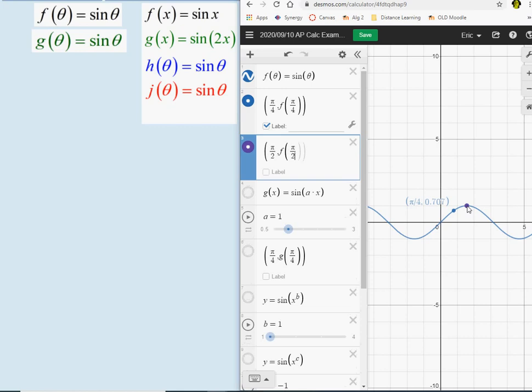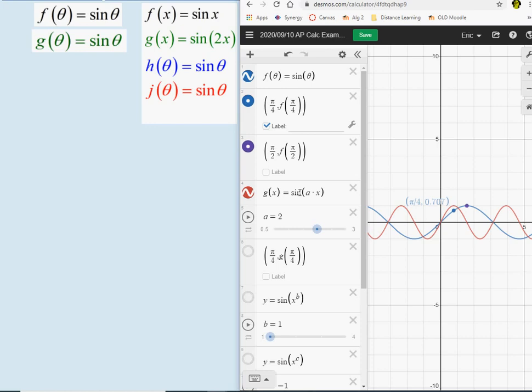Everybody see that? So if I make the a, let's turn this one on. If I make the a into a 2, look what it did to the function. It compressed it. Everybody see that? Why does that happen? Because now it's seeing the sine function. When I input a pi fourths, the sine is already seeing pi halves. The input number for the sine function when x is pi fourths becomes pi halves.